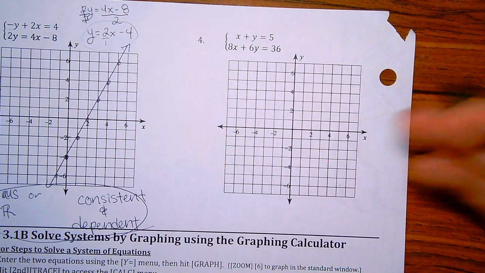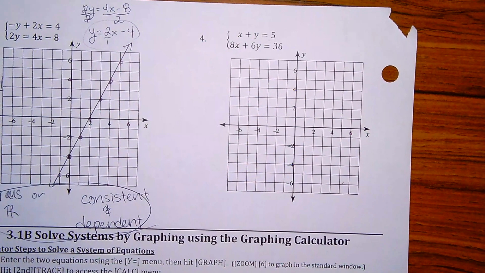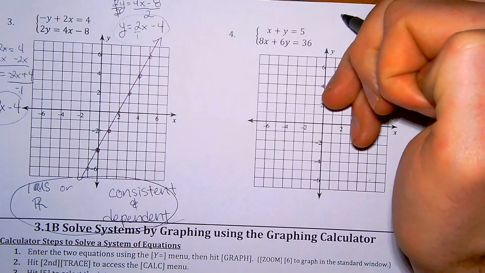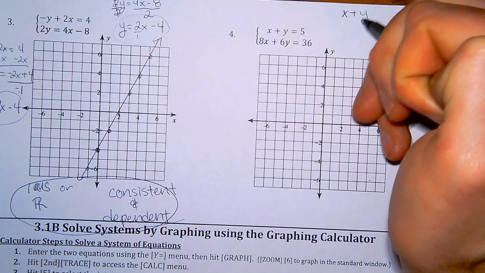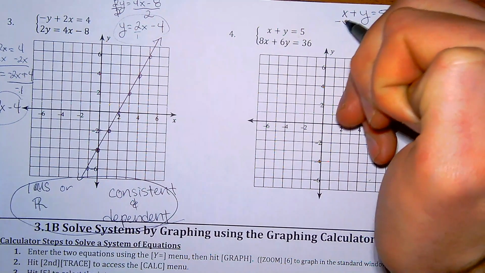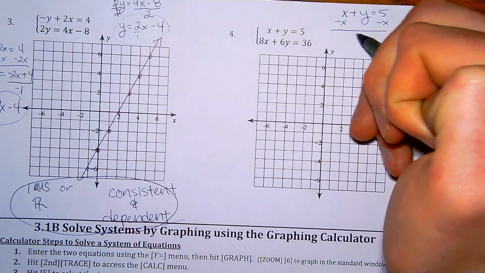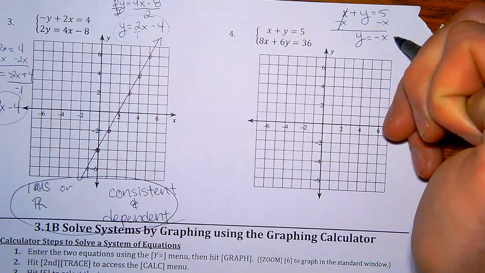Once again, y has to be solved for. We've got to get y alone. In order to do that, let's draw out our equation. Let's use up the space here for x plus y equals 5. I like to rewrite it. You need to move that x over. I'm going to subtract it from both sides. My x's go. Y is equal to negative x plus 5.